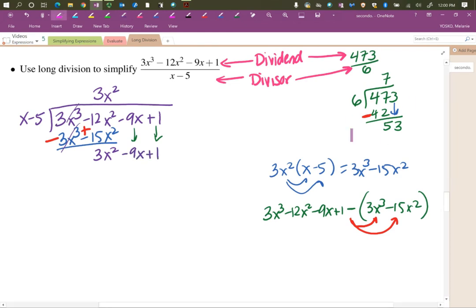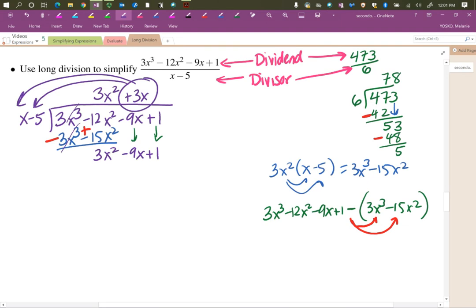Then looking back at this problem, we did it again, right? 6 times what is 53? Well, nothing. So 6 times what gives me a number smaller than 53, but it's pretty close. How about 8? Because we know 6 times 8 is 48. So I put a 48 here, and then we subtract. So we're going to do the same thing here. We say x times what gives me 3x squared? Well, how about plus 3x? And then again, we take this plus 3x and we multiply by the x, and we multiply by the -5.